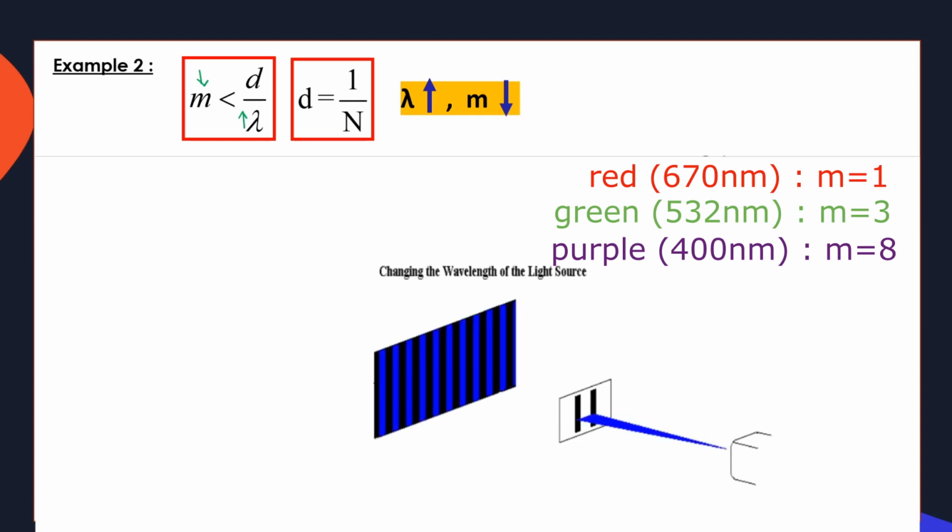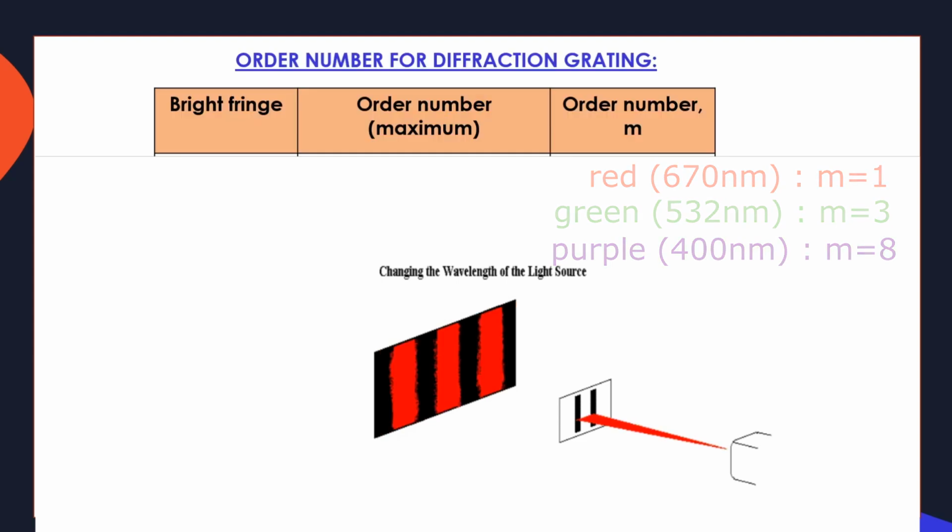For example, here we have 3 colors with different wavelengths: purple, green, and red. Let's say the wavelength of the red color is 670 nanometer, green is 532 nanometer, and purple is 400 nanometer. On the screen, we can observe different interference patterns. So when we increase the wavelength of the monochromatic light that we use, the number of orders that can be observed on the screen will be reduced.